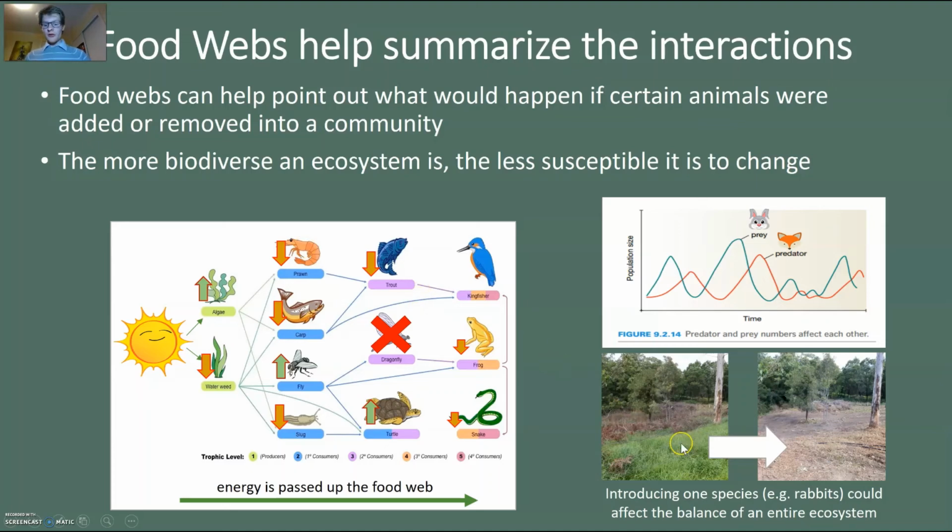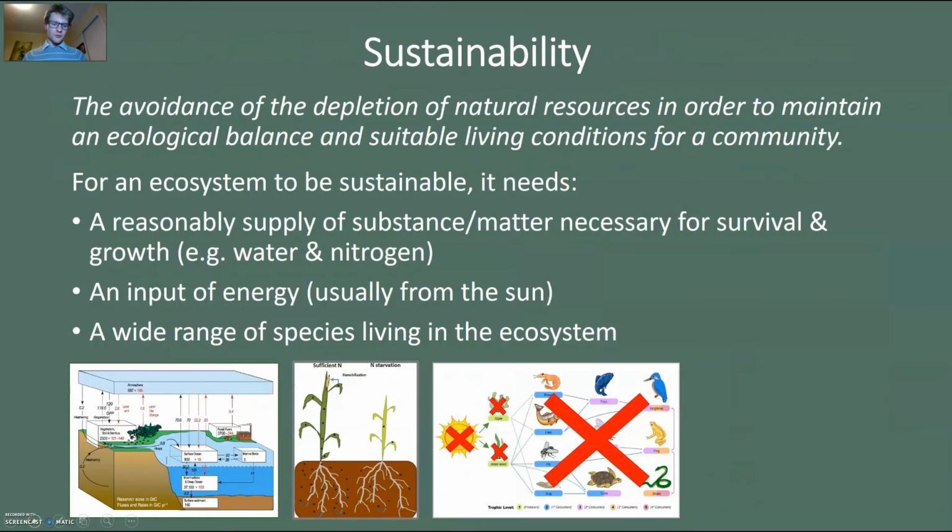You can see that just one little change in an ecosystem can affect the entire balance and create a totally different looking ecosystem. The only exceptions are ecosystems that are more diverse. The more animals and the more different species that are in an ecosystem, the less susceptible it will be to change, because taking out one organism will just be so insignificant.